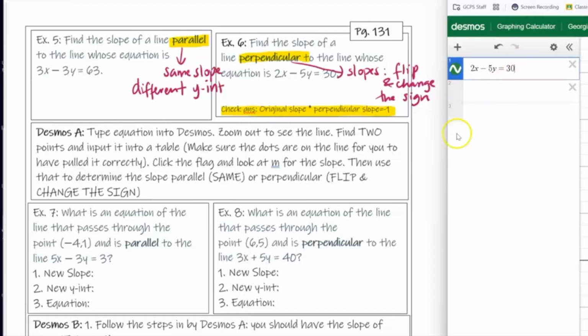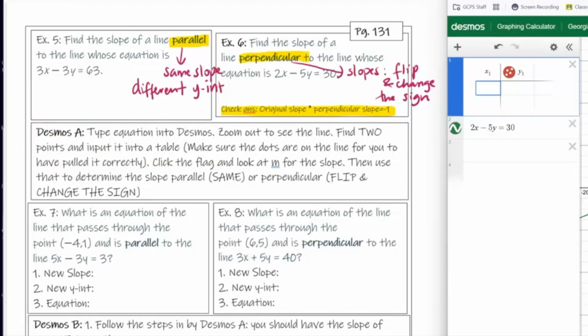All right, so you should have typed in your question. Zoom out to see the line. So let me hit home. Okay, there, I've seen the line. Zoom out. Okay, so I got mine. Find 2 points and input them into a table. Okay, so I need to put in a table, but I need to find 2 points here. So I need to zoom in so I can see my 2 corners.